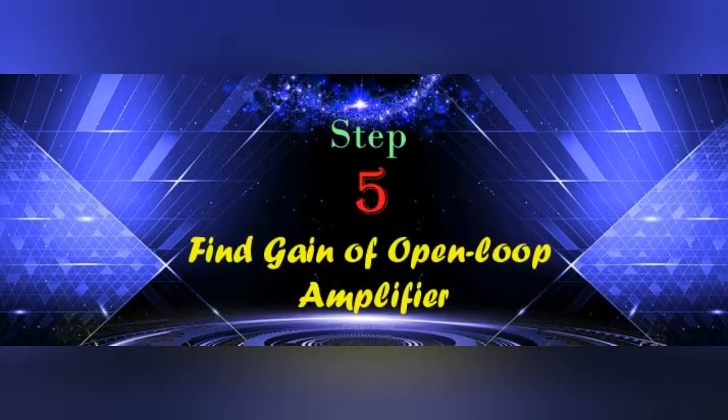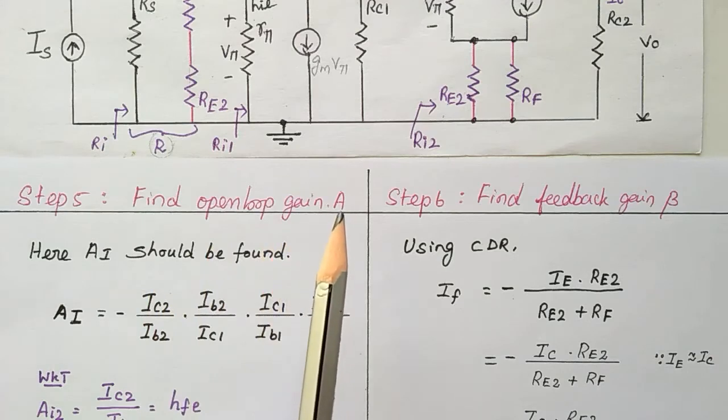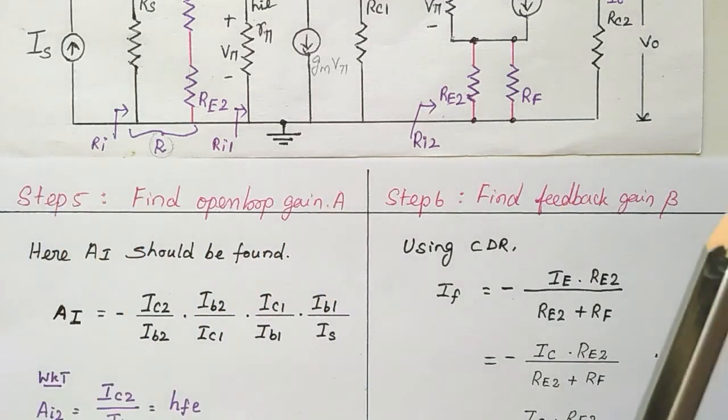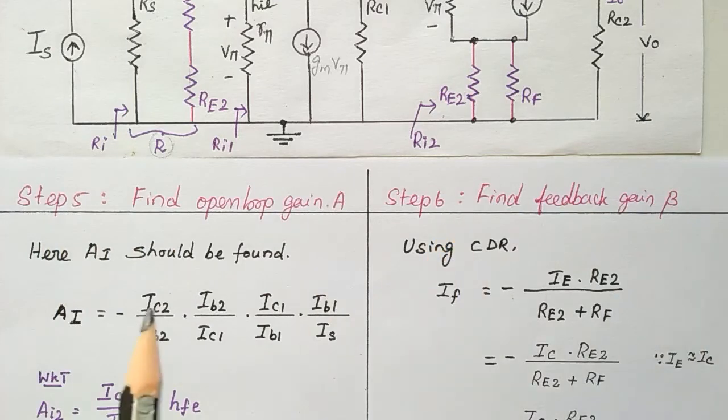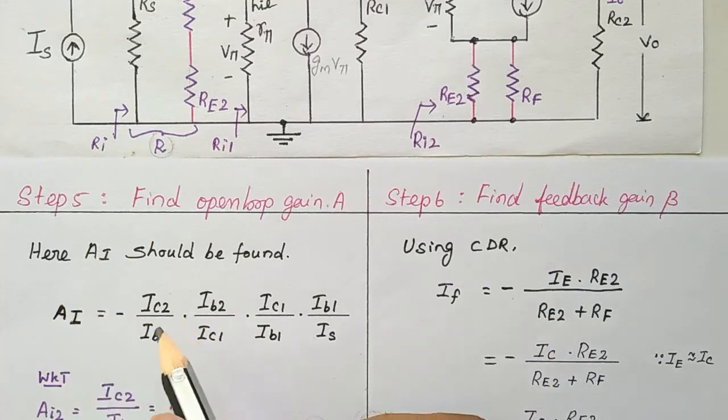Step 5, finding the open loop gain of the amplifier. In step 5, we are going to find the open loop gain A. Since on the input side we have the current source, and on the output side we also have current sampling, hence we calculate the current gain. Current gain, we are going to calculate A, capital I. So what is the current gain? It can be found using intermediate gains.